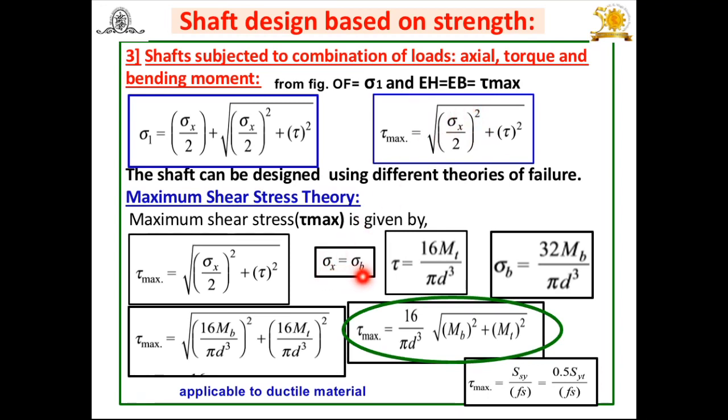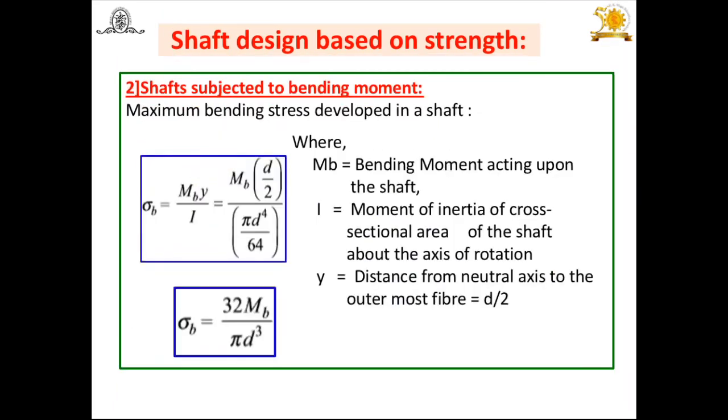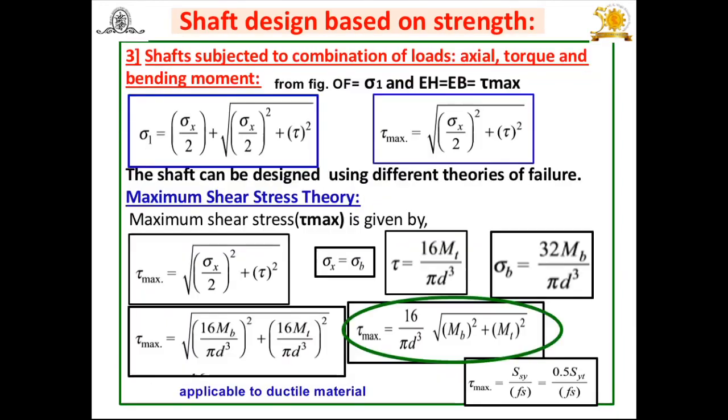But what is sigma x? Sigma x is equal to sigma b, and already we know that. How to calculate sigma b? Sigma b is equal to 32 Mb by pi d cube. In an earlier equation we have seen, when it is subjected to bending, sigma b is equal to 32 Mb upon pi d cube. We can substitute this value of sigma b here, as sigma x. And what is the value of tau? Tau means 16 Mt upon pi d cube when the shaft is subjected to twisting moment.